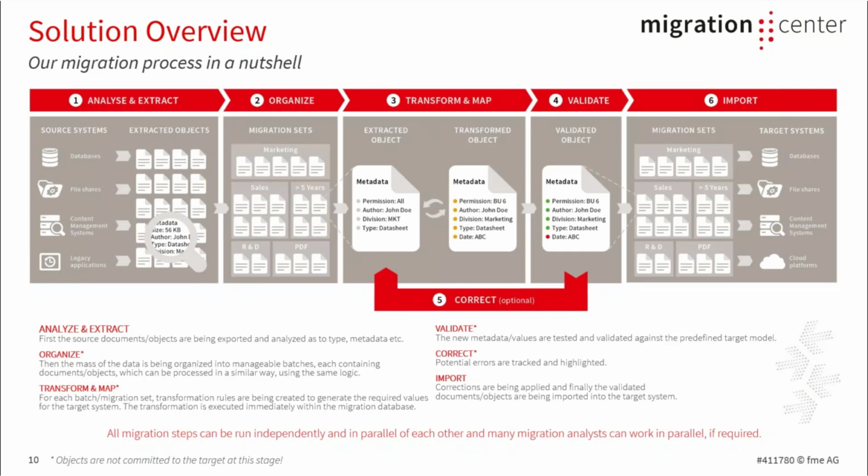You can easily go into the next step, the correction phase, to, for example, set default values for missing attributes, or simply create a new transformation rule to generate the necessary value for an attribute. If you're done and all the documents are almost in the validated state, then the last step will happen, and this is the import. We will import the documents into the target system with all the new metadata, new folder structures, relations, visual documents, etc.